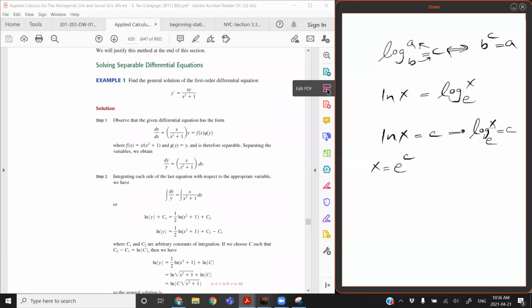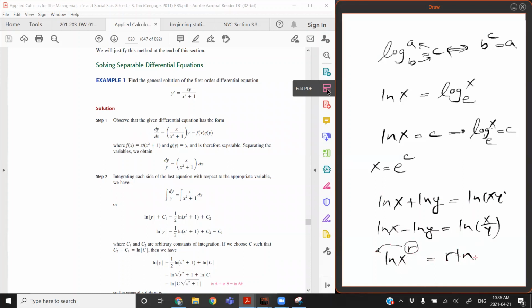We also had these properties that you may need to use for solving these problems. If you have ln of x plus ln of y, that's the same as ln of xy. If you have ln of x minus ln of y, that equals ln of x over y. And if you have ln of x to the power of r, this r can be moved to the front. So that's r ln of x. These three properties are properties of logs. They are true for the log of any base, so they're also true for log of base E, which is ln.